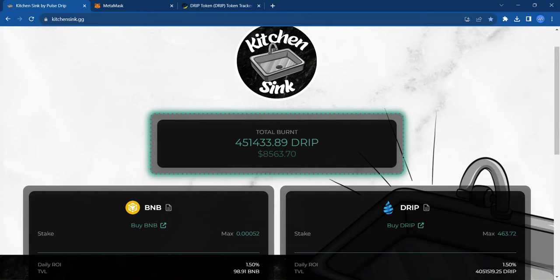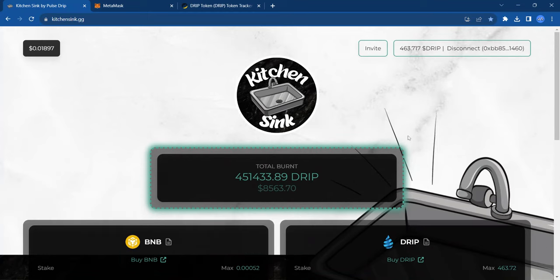So right now, 451,433.89 DRIP have been burnt, which is a nice milestone. And again, Kitchen Sink is a nice stopgap project. But who knows what else Eric and Matt will build on top of Kitchen Sink?